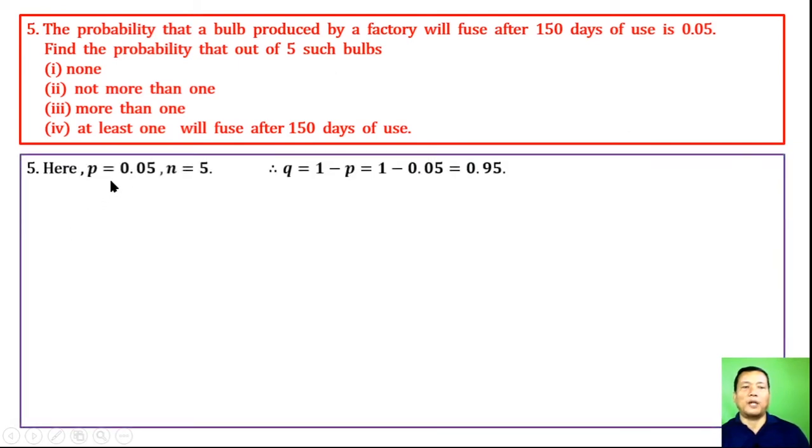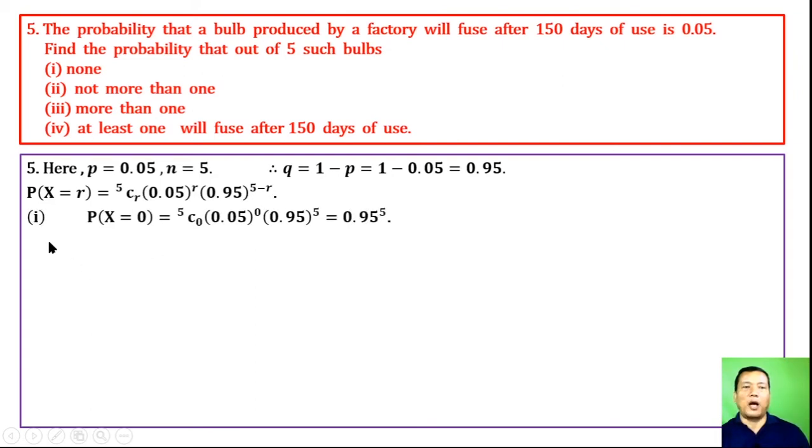For Roman number 1, here P is 0.05, n is 5, therefore Q is 1 minus P, which gives 0.95. For P of X equal to r successes, it is 5 C r times P, whose value is 0.05 to the power r, times Q, whose value is 0.95 to the power 5 minus r.